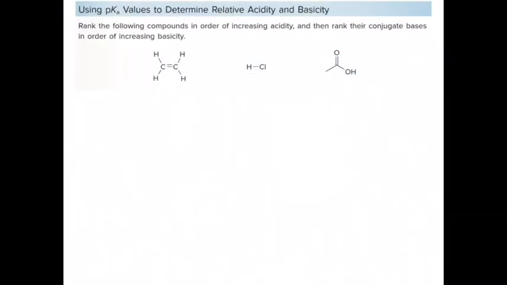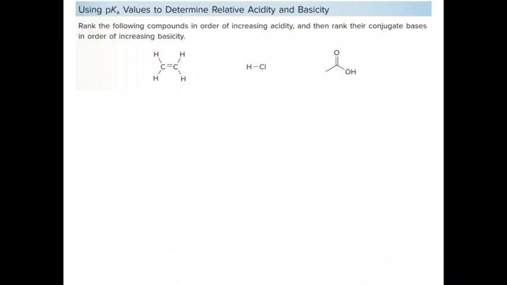So let's look at this one example here. Rank the following compounds in order of increasing acidity, and then rank their conjugate bases in order of increasing basicity. And so in order to answer this question, we would have to look at their pKa values. So we can use the values from the previous table to compare their acidity. And so let's take a look.